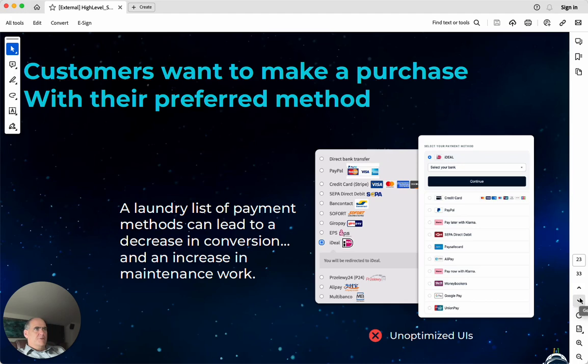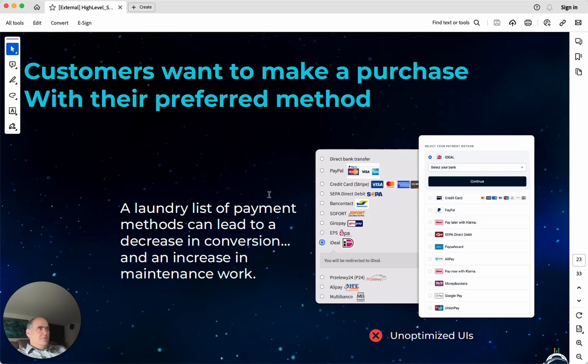Customers want to make a purchase with their preferred method. Now, I found this interesting. They're making that statement, but then they're saying, oh, here's a laundry list of payment methods can lead to decrease in conversion and increase in maintenance work. Yeah, I see that. There's a lot of stuff here. Personally, I just usually put on Stripe and PayPal, credit card processing capability, and then PayPal. PayPal actually can process credit cards also.